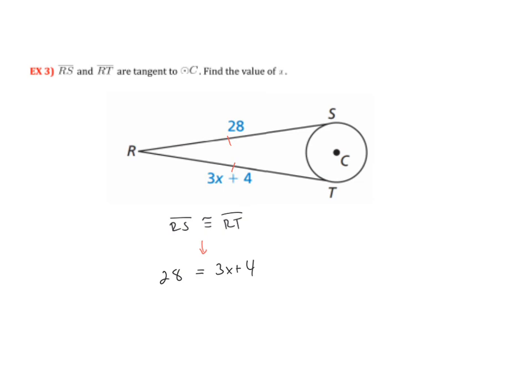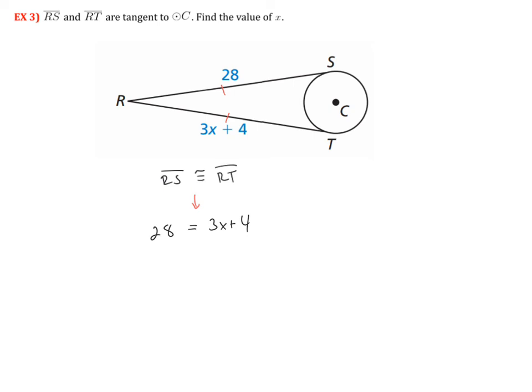So once we have this substituted in, then it's just a matter of solving using algebra. Solving for x, I'm going to go ahead and subtract 4 on both sides of the equation. 28 minus 4 is 24. This is equal to just 3x because my 4's have canceled out. Then I need to divide by 3 on both sides to finish solving for x. 24 divided by 3 is 8, and this is equal to x.